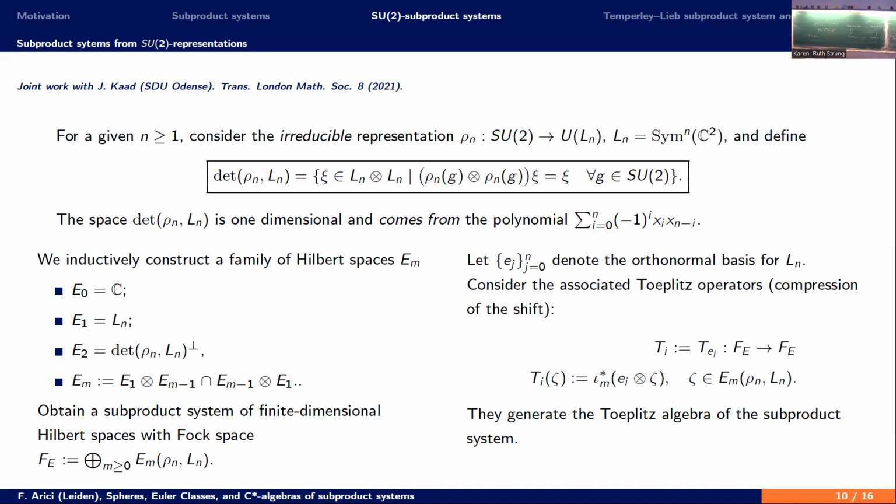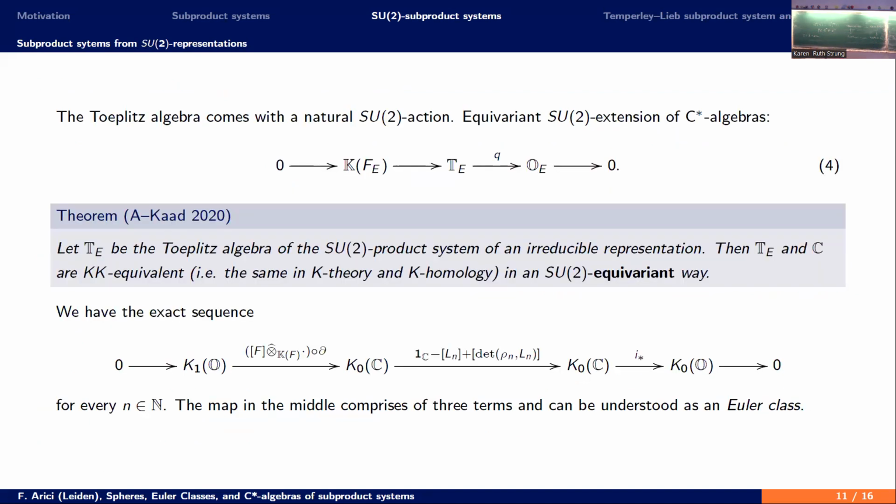Okay, so what can we say about this C*-algebra? Well, it comes with an SU2 action. All our Hilbert spaces are finite dimensional, so we have an extension of C*-algebras that we proved is also SU2 equivariant. So we have compact operators inside the Toeplitz algebra, and then some algebra as a quotient. And what we proved, and this was a nightmare, is that this Toeplitz algebra is KK equivalent to the complex numbers. And of course, we wanted that, and we were expecting that.